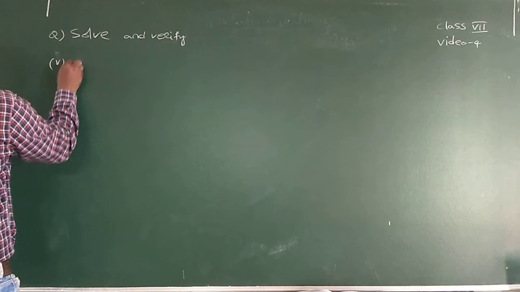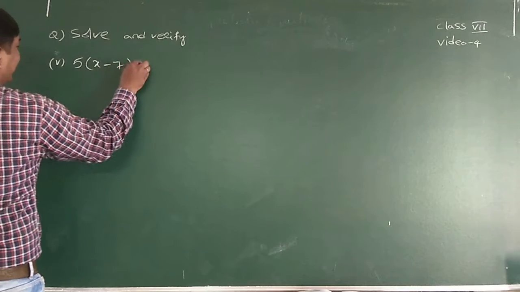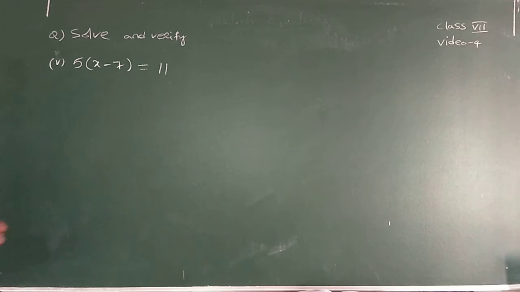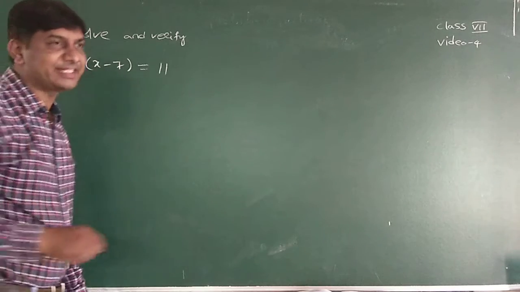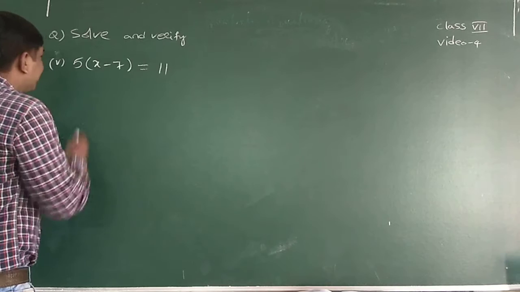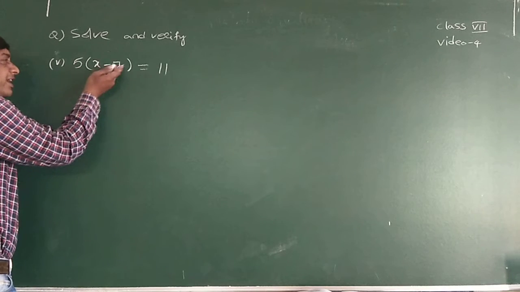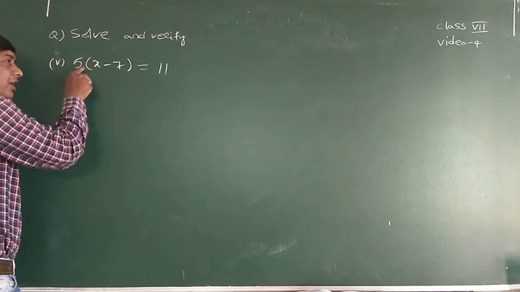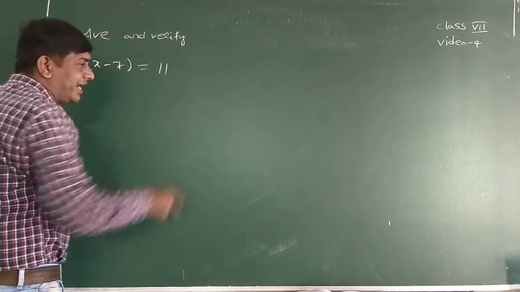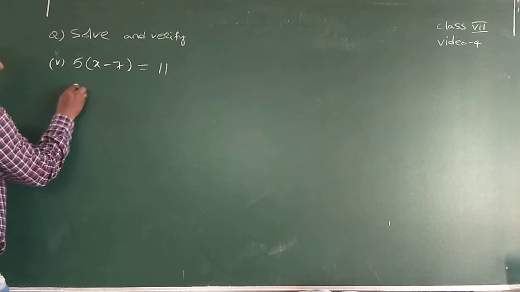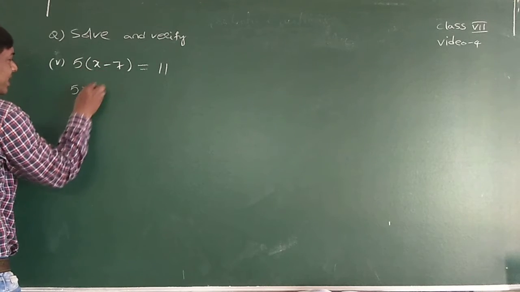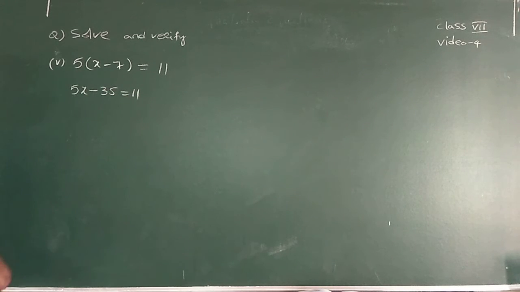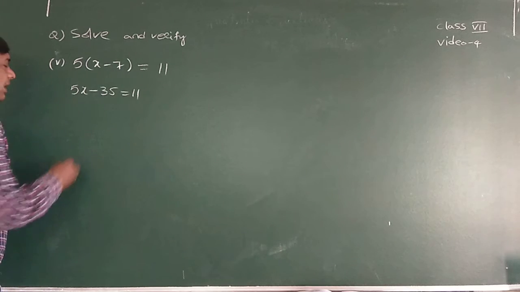Fifth question: 5 into x minus 7 is equal to 11. Here is another model. First, 5 is outside, and inside the bracket x minus 7, a binomial, is there. The 5 is common to all, so first take this 5 inside. 5 into x is 5x, plus 5 into minus 7 is minus 35, is equal to 11.